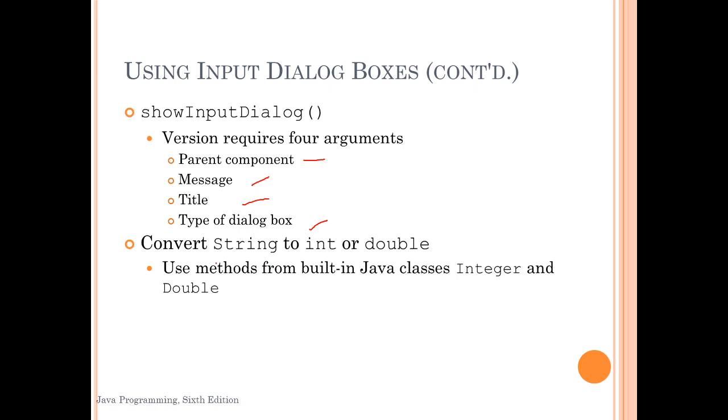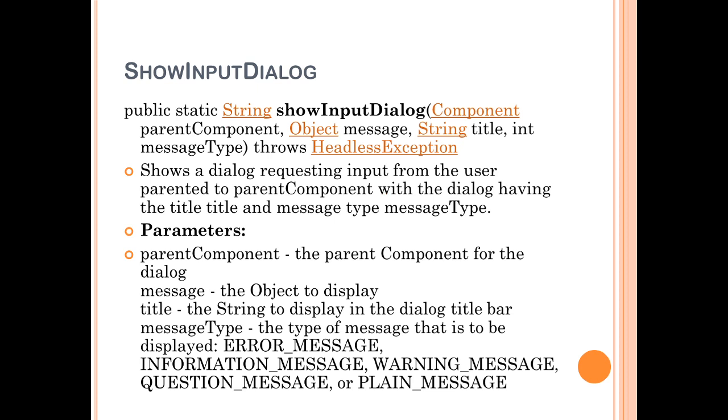We always convert string to int or double kapag gumagamit na tayo ng pagkuha ng ating value, pagkuha ng ating input sa ating keyboard. In a showInputDialog, ito yung kanyang parameters. We have the parent component, the message, the title, and the message type. Pag sinabi nating parent component, ito yung parent component nung dialog. Pag sinabing message, ito yung object na kinakailangan nating i-display.